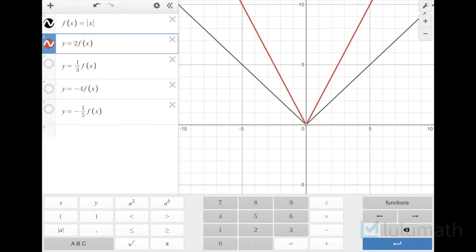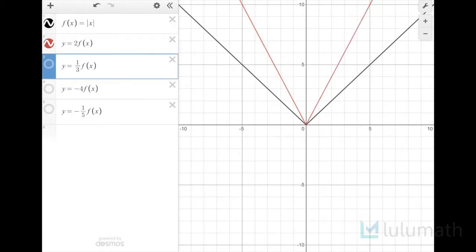My graph hasn't shifted, it hasn't translated, it hasn't gone up, down, left, or right, but it does appear to be narrower or thinner. And when I turn on y equals 1/3 f of x, same thing, it hasn't translated, it hasn't shifted, but it appears to be wider. Well, why is this? Why is this happening?